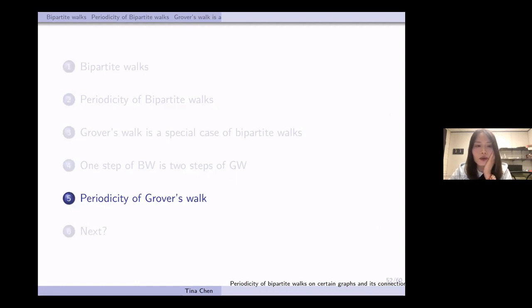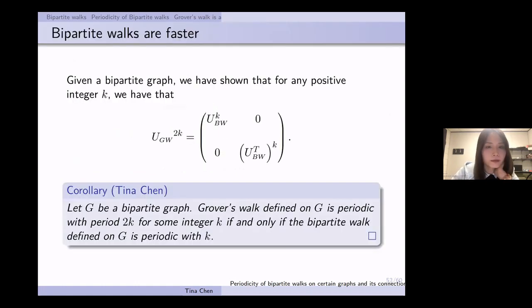Okay, so now we are going to talk about periodicity of the Grover walk. Since I just showed you that every 2k steps of your Grover walk is a direct sum of k steps of your bipartite walk, we know that the Grover walk is periodic with period 2k if and only if the bipartite walk is also periodic with period k. So you can see here, the bipartite walk reaches its periodic state using only half of the time it takes the Grover walk to reach its periodic state.